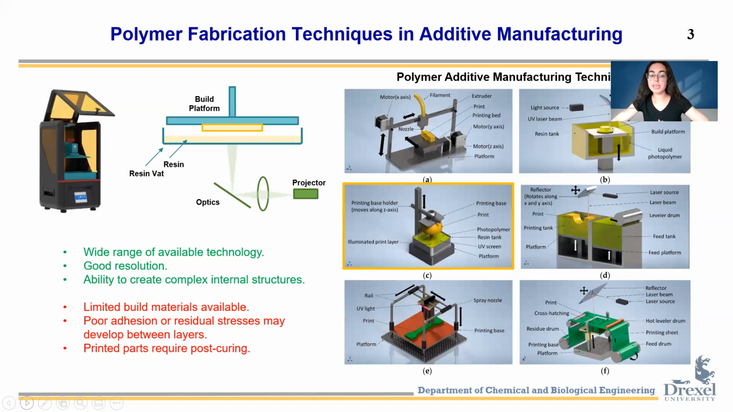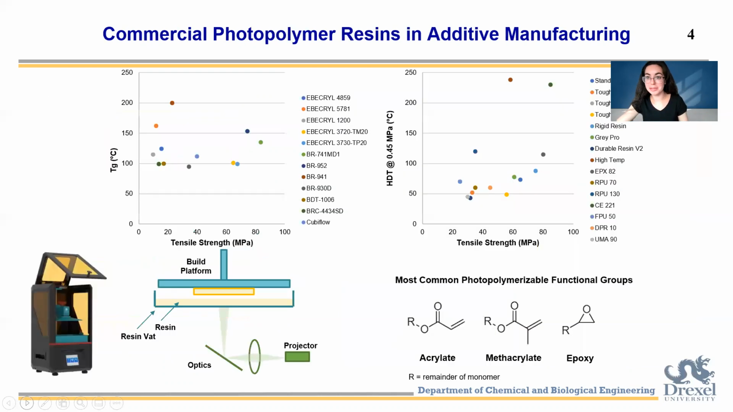However, there is a limitation on the build materials that are currently available, especially commercially, and printed parts generated by DLP often require a post-curing step in order to get them to the highest structural, mechanical, and thermal properties that they can attain. So you can't just use them right out of the printer, which is a pretty big drawback for these. So we take a look at some of what has been reported in commercial resins.